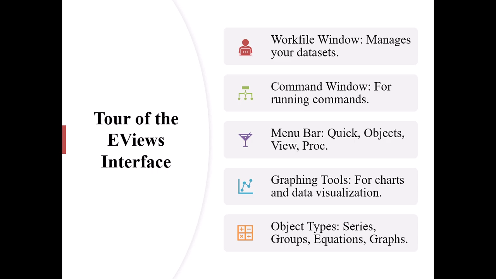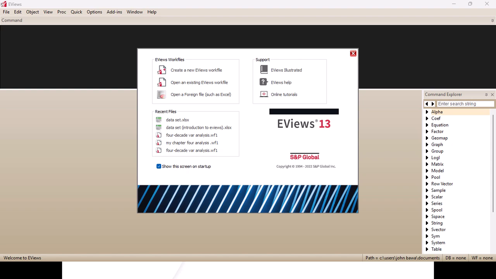Another key thing in EViews is the menu bar. From the menu bar we can explore data, and we can see objects, views, and everything. Likewise for the graphing tools. To give a clearer picture of this, we'll be moving on to the EViews package, to how EViews looks.